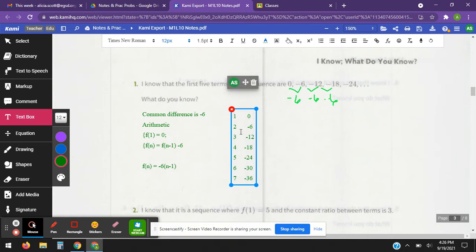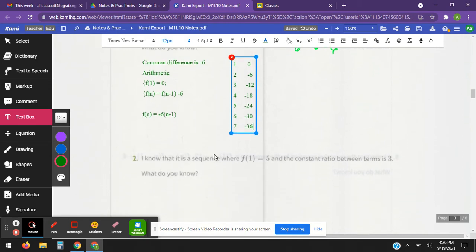So we found some missing terms. We made a table and found all those pieces. I'm not going to worry about a graph or a story context on this one. We have quite a bit of information we figured out.